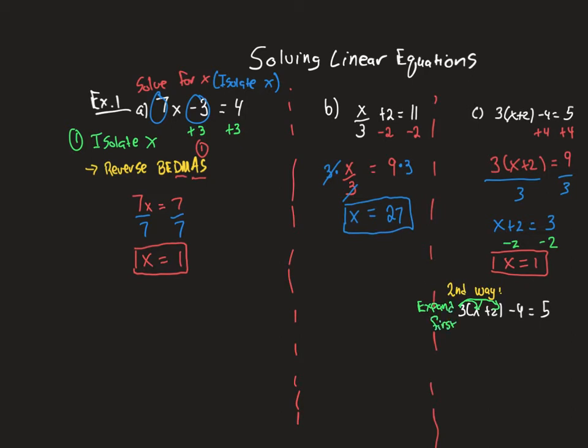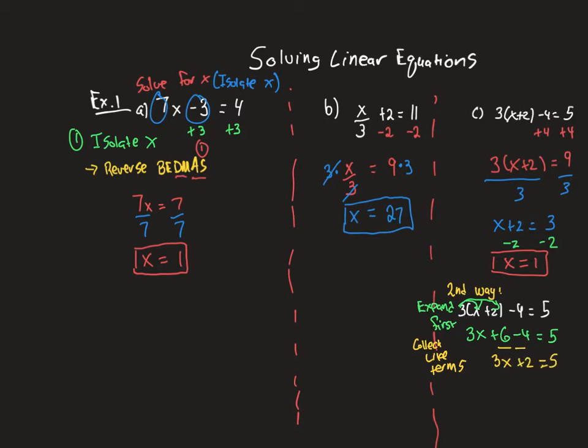Giving you 3 times x, which is 3x, plus 3 times 2, which is 6, and then that minus 4 out there. Then you want to collect your like terms, which would be the 6 and the minus 4. So you're going to end up having 3x plus 2 is equal to 5.